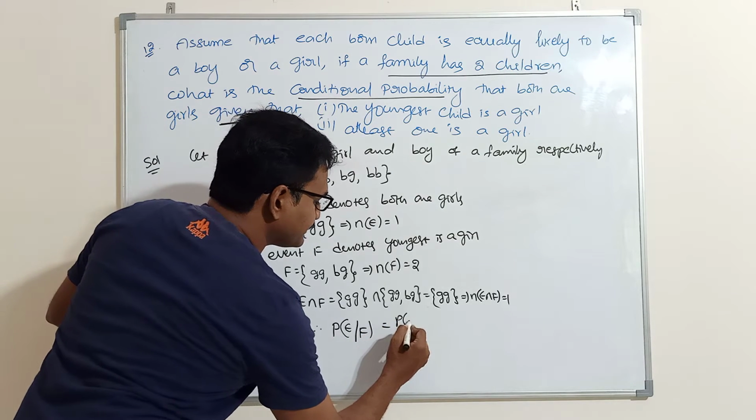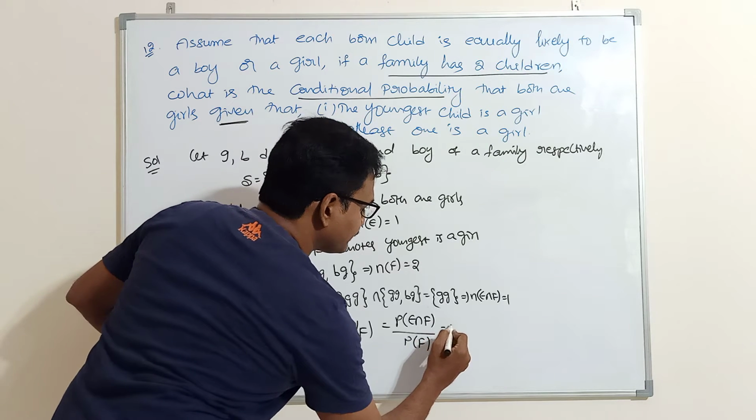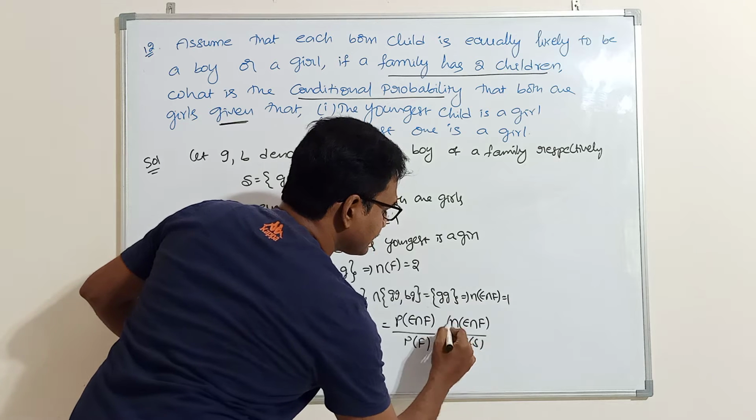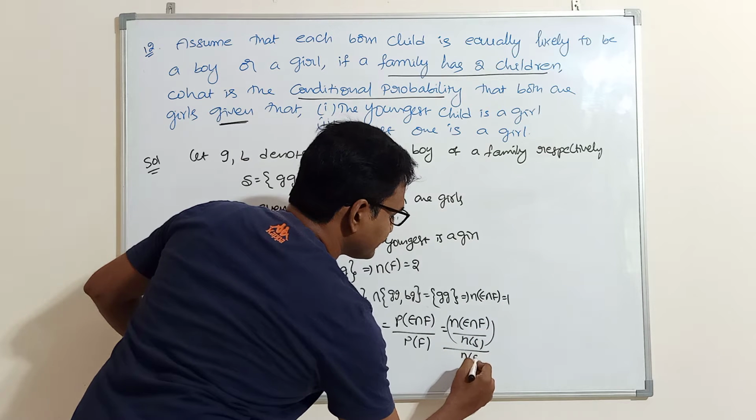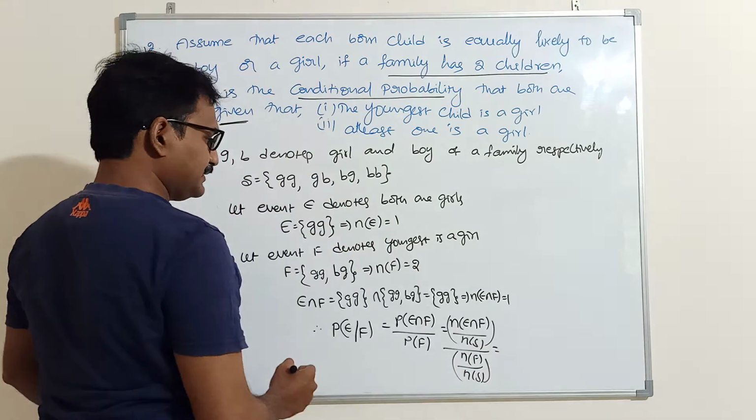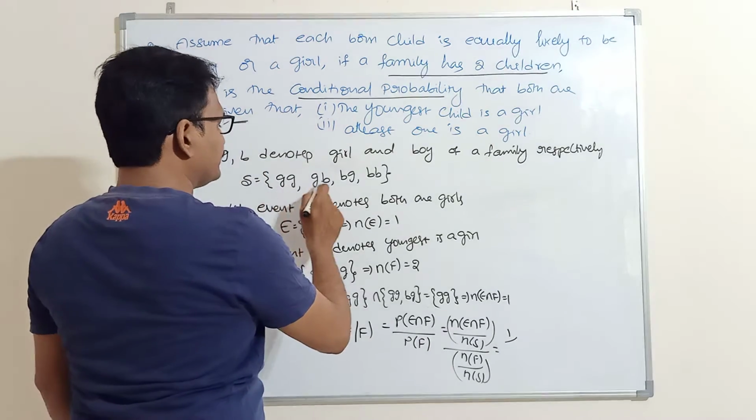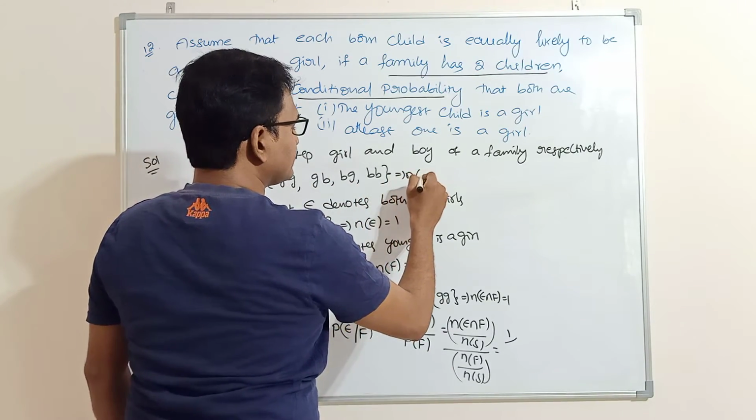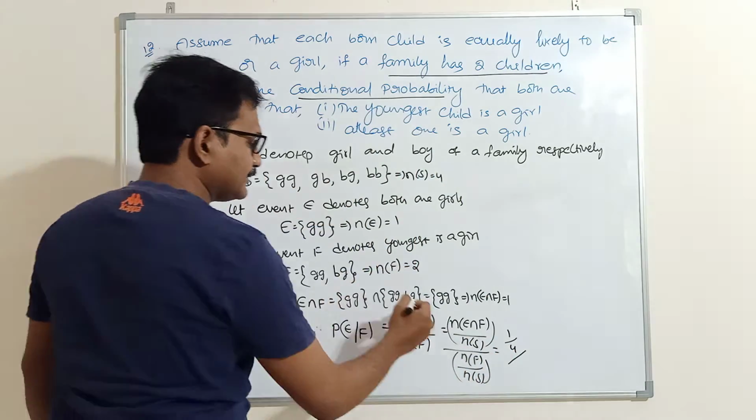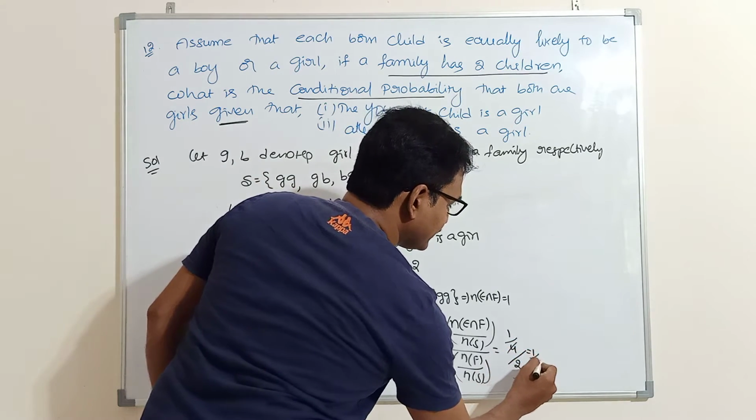P of E given F is equal to P of E intersection F by P of F. P of E intersection F means N of E intersection F by N of S, and P of F is N of F by N of S. What is N of E intersection F? The value is 1 by N of S. N of S is 1, 2, 3, 4. The number of sample points is 4. So 1 by 4 by N of F, the number of sample points, 2 by 4. So the answer is 1 by 2.